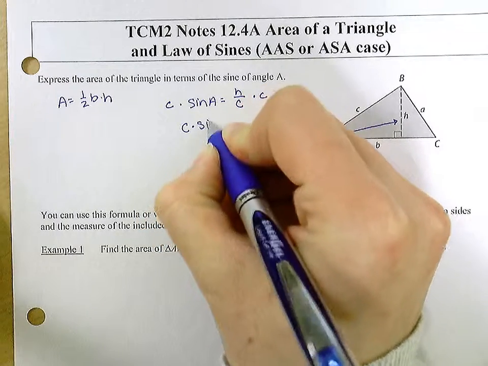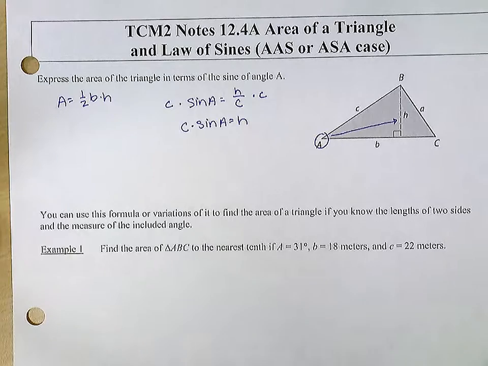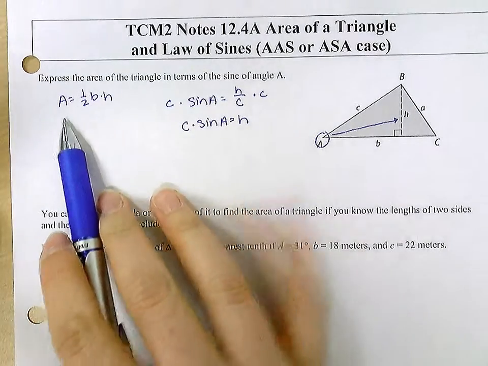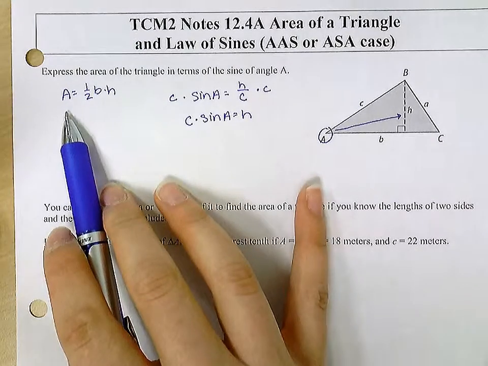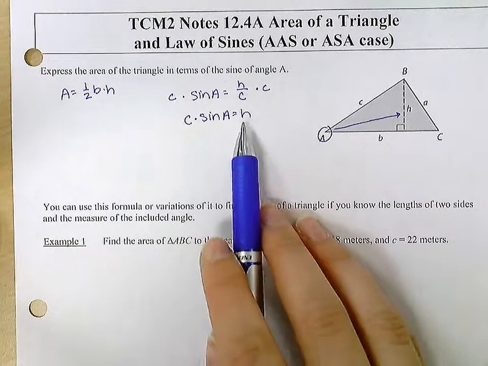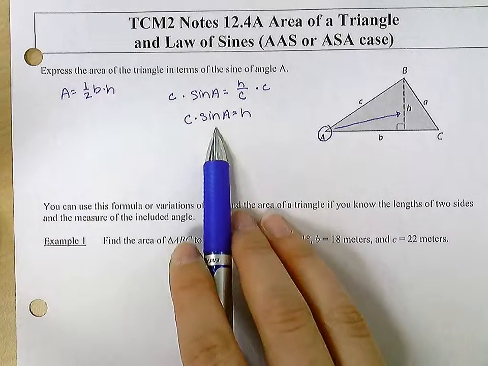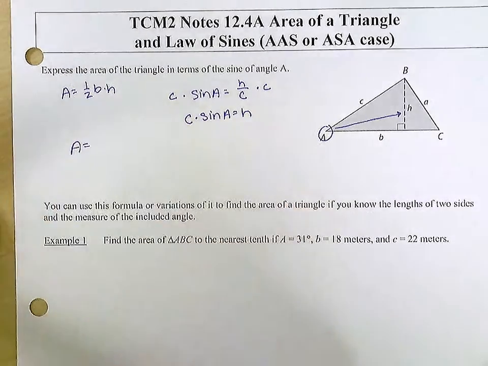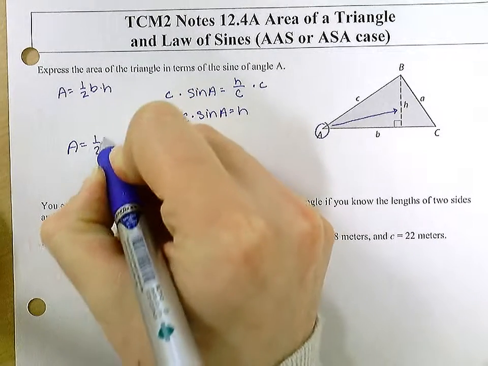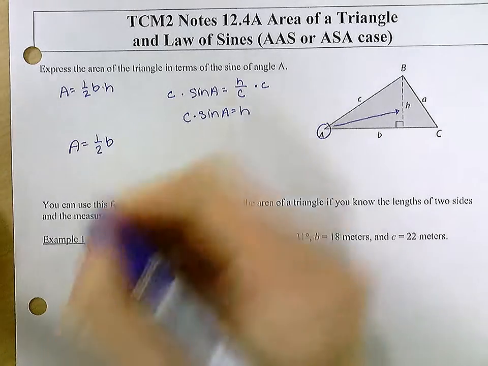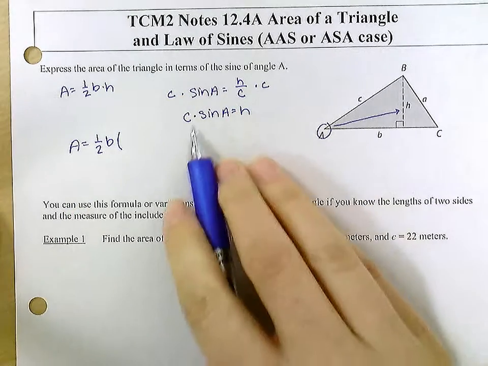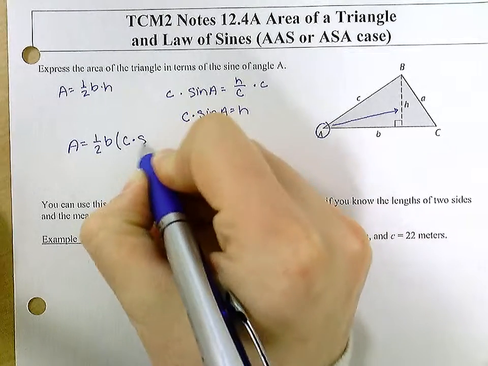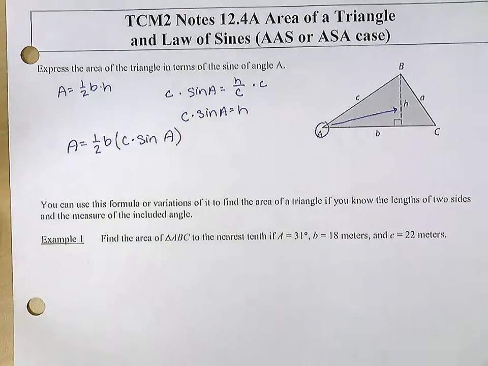So I would have C times the sine of angle A equals H. So expressing our area for a triangle in terms of sine, I would just replace that H value with C times the sine of angle A. So we're going to use this area formula of 1/2 our base times our height, which we found to be C times sine of angle A. Because for some of our problems, we're not going to be given the height, so you can use that angle A times the hypotenuse of that triangle.